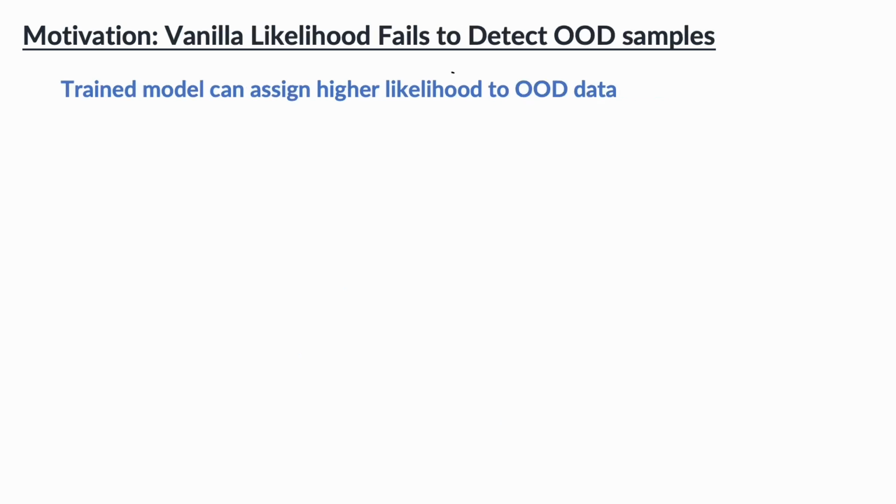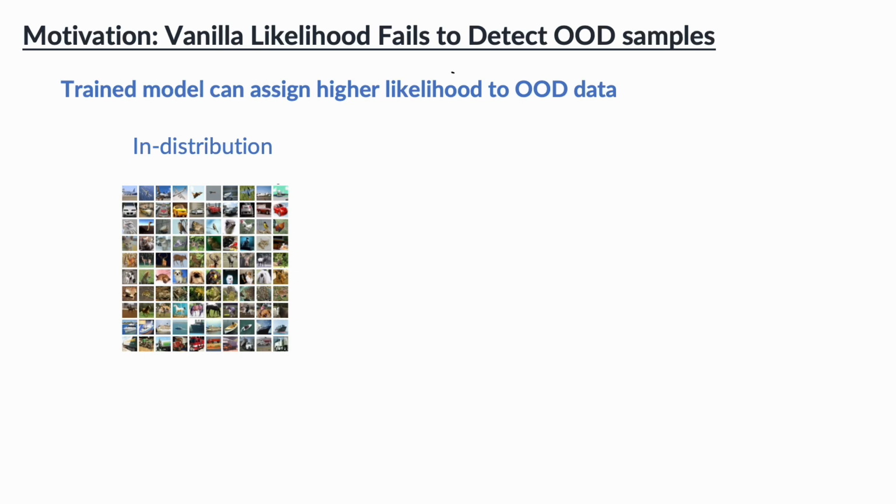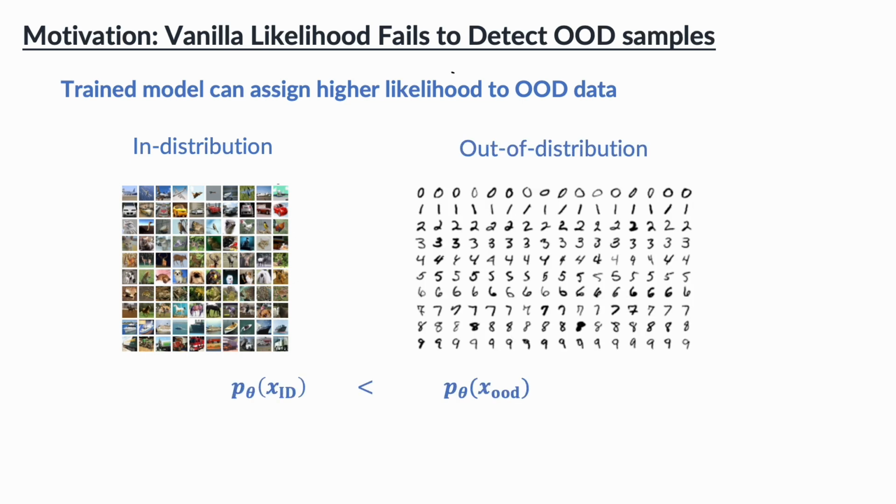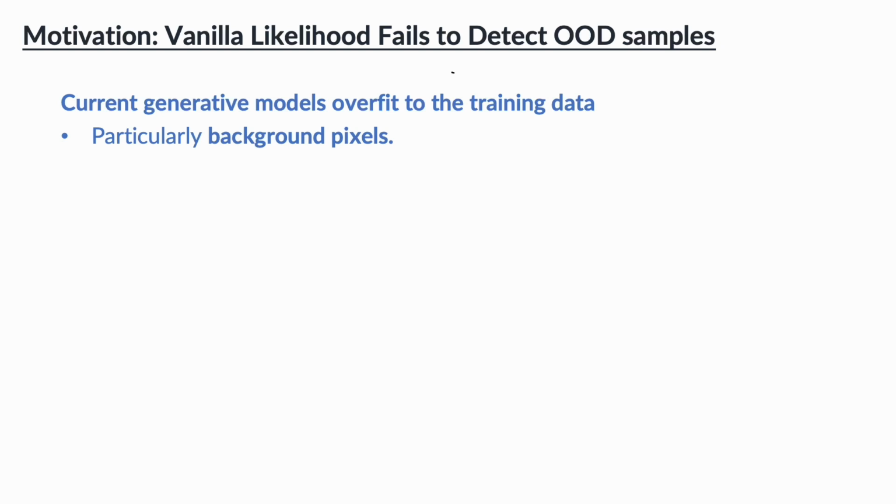However, in practice, this is not true. When a generative model like VAE is trained on CIFAR-10, it would assign higher likelihood to OOD data such as MNIST images. But why does this happen? Actually, researchers found that current generative models overfit to the training data, particularly background pixels.